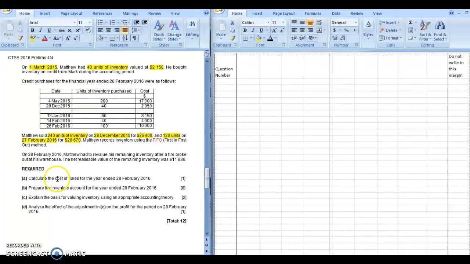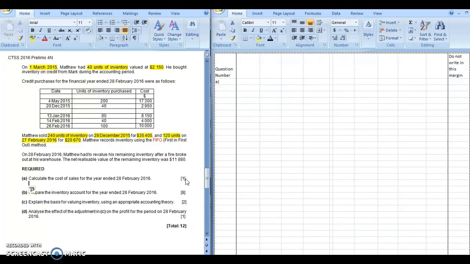So now, let's answer part A, whereby they ask you to calculate the cost of sales for the year ended 28th February 2016. So this can be just represented in a mathematical equation. You don't have to prepare any accounts or ledger accounts. So here we go. To calculate the cost of sales, one thing you must note is you must always use the original price of the inventory, because the cost of sales is always taken from the original price.